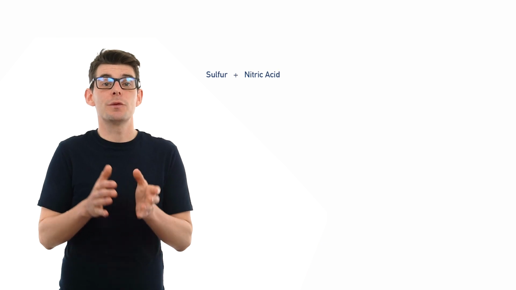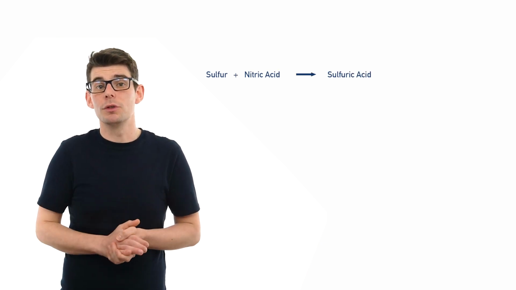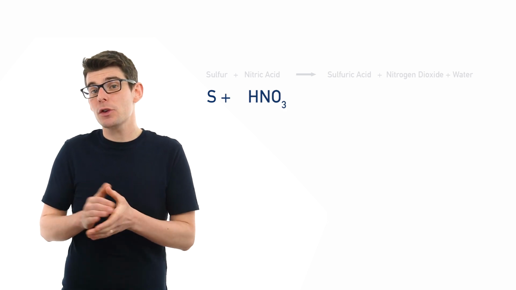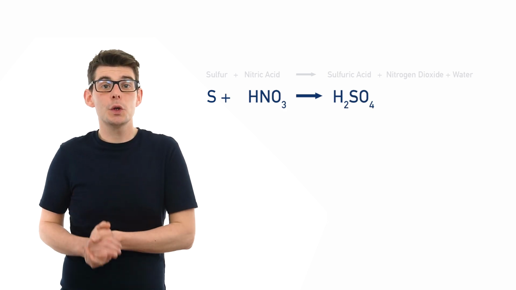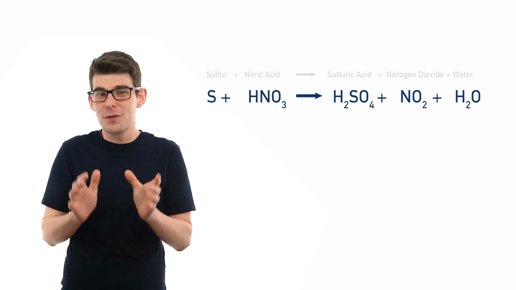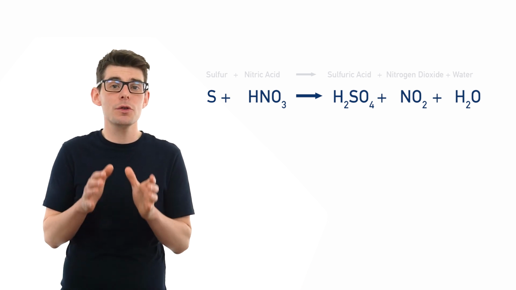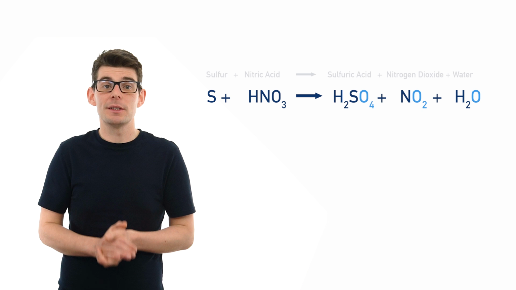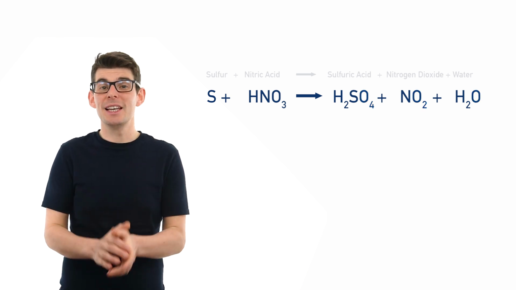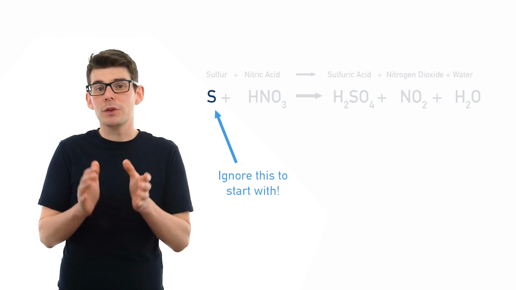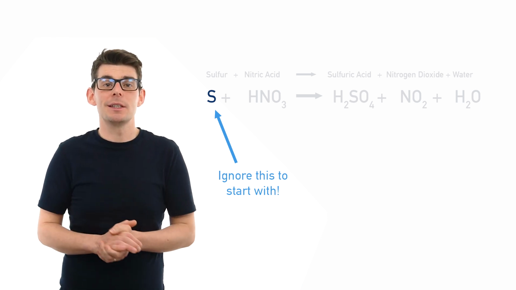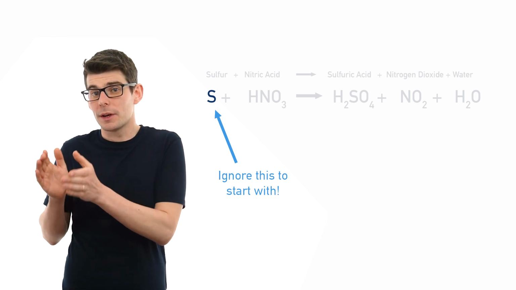In the reaction, sulfur reacts with nitric acid to form sulfuric acid, nitrogen dioxide and water. S plus HNO3 to H2SO4 plus NO2 plus H2O. This is quite tricky as oxygen is present in all the products formed. When tackling this, the first thing I would recommend is to ignore the sulfur. The sulfur on the left is by itself, meaning it's easy to balance at the end, once the H2SO4 has been dealt with.